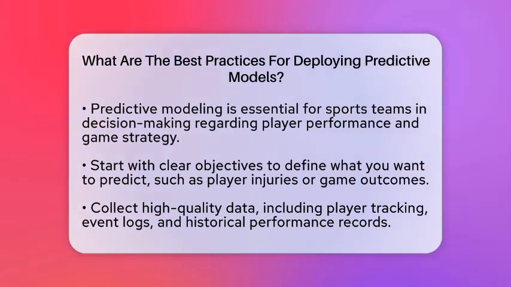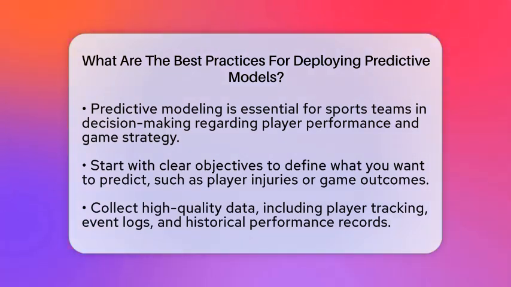First, start with clear objectives. Before you build or use any model, it is essential to define what you want to predict and why. In sports, this could involve forecasting player injuries, estimating game outcomes, or identifying potential rule violations. Having clear objectives helps guide your data collection and model selection.